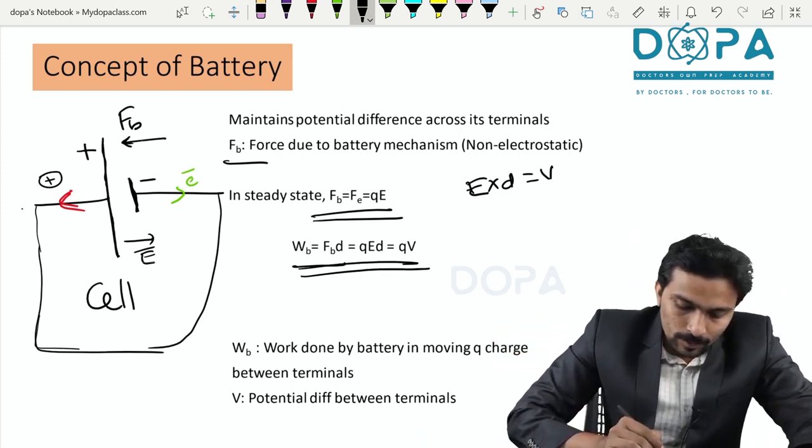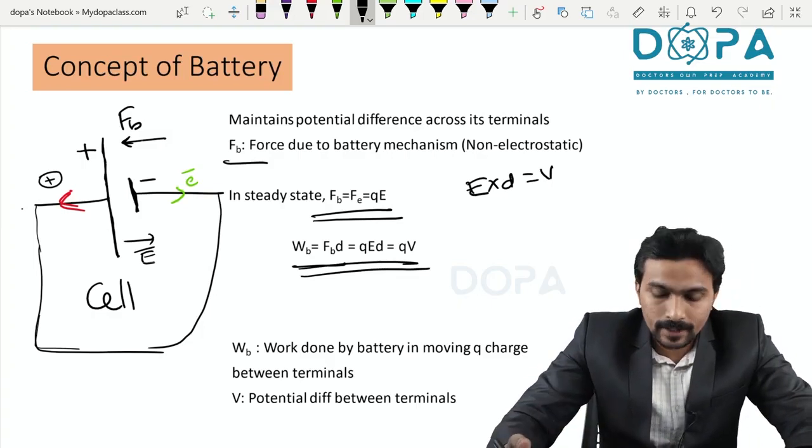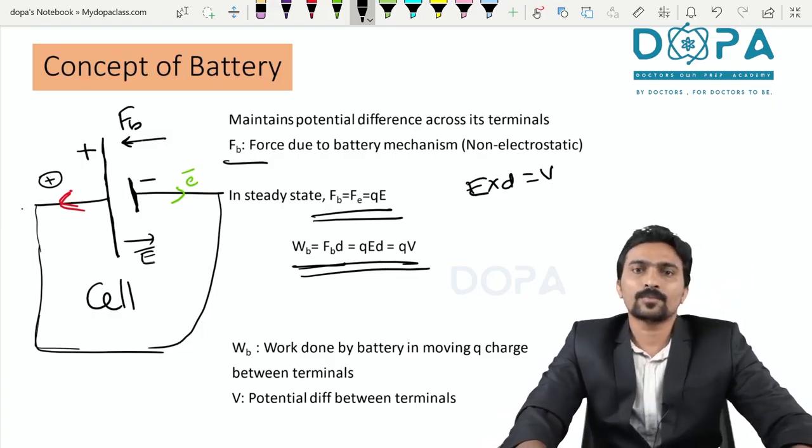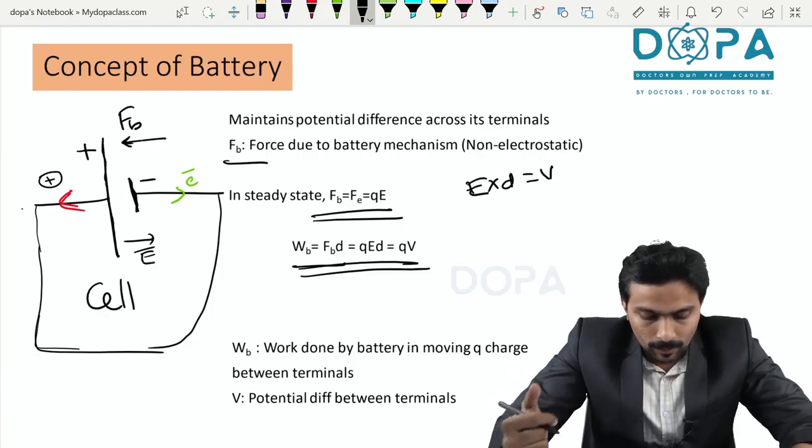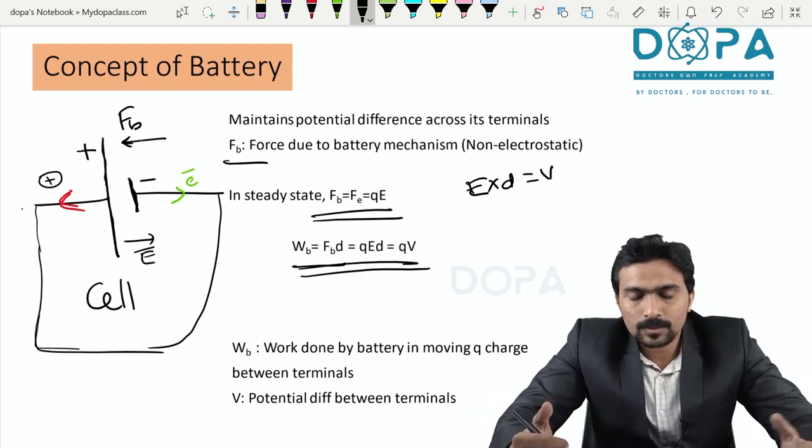Okay. So what is WB? It is the work done by the battery in moving Q charge between the terminals. And V is the potential difference between the terminals.